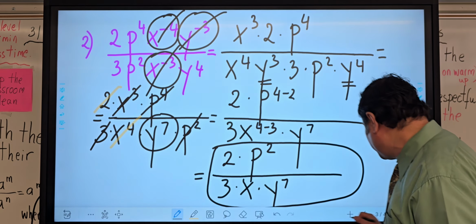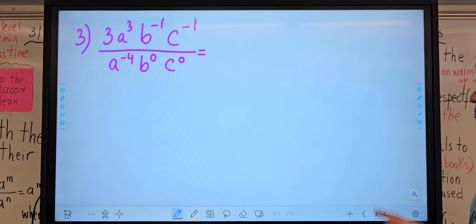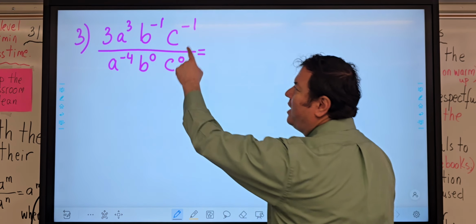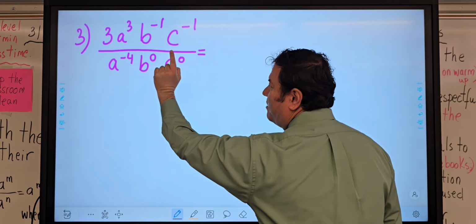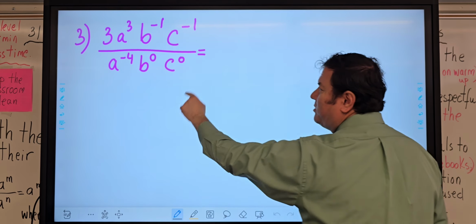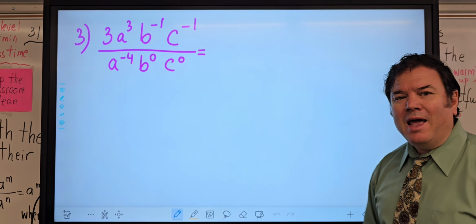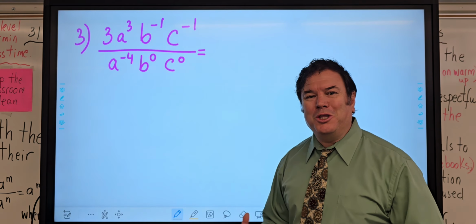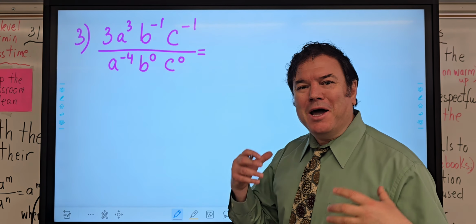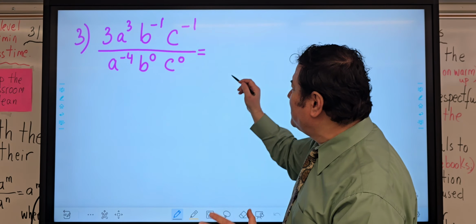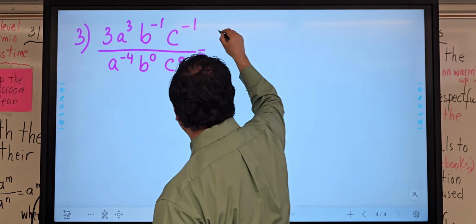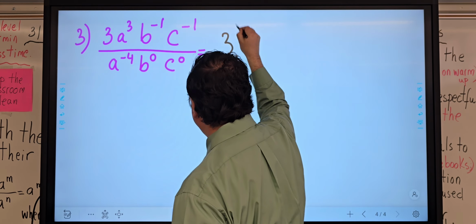Let's see our last challenging problem here. We have 3a to the 3rd power times b to the negative 1 times c to the negative 1, all divided by a to the negative 4th, b to the 0 times c to the 0. Let's solve this using the quotient of powers property, okay? We see that 3 is the only one at the top, so 3 is going to stay at the top, so we have 3 times.